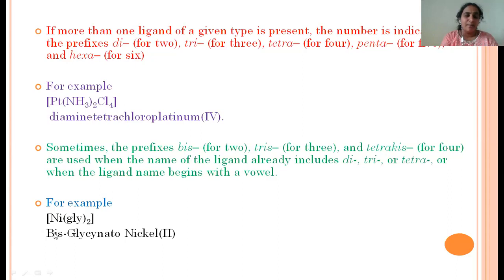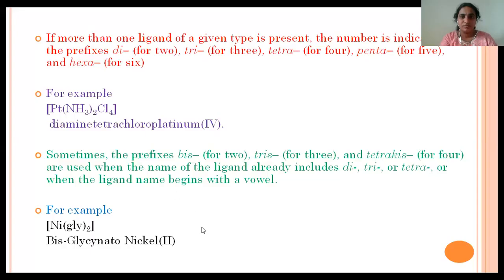Coming to the nomenclature of this complex, a total of 2 ligands are present, so we write bis. This is the negative ligand, so glycinato, because the ligand name ends in ate. And this is the metal, nickel. The ligand has only one minus charge, and with two ligands, we write the oxidation number as 2, as a Roman numeral.